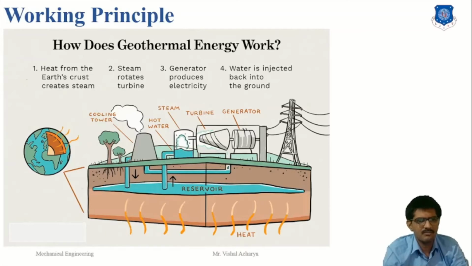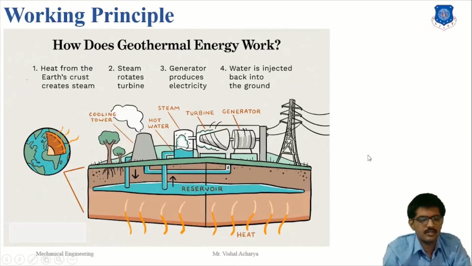This is the basic cycle for all geothermal power plants. Some differences: in a steam power plant we use steam at high temperature, in dry steam we supply steam directly to the turbine, and in binary cycle we use a refrigerant or low boiling point fluid.